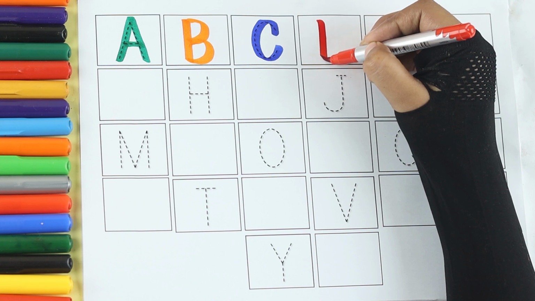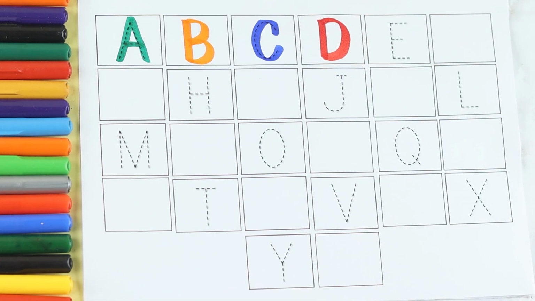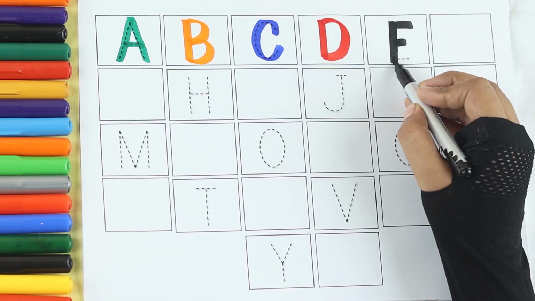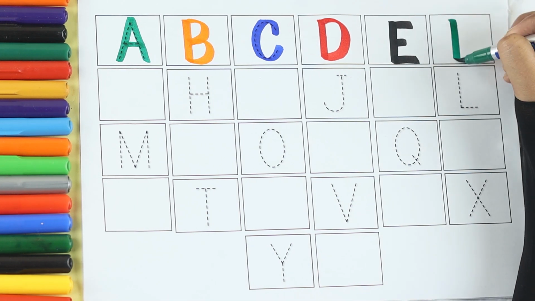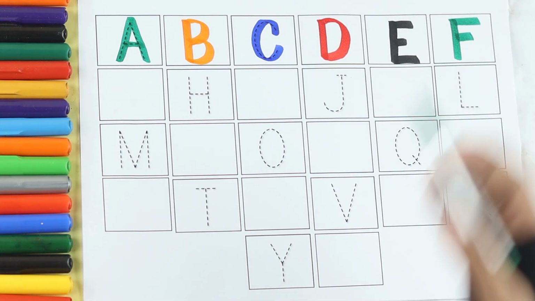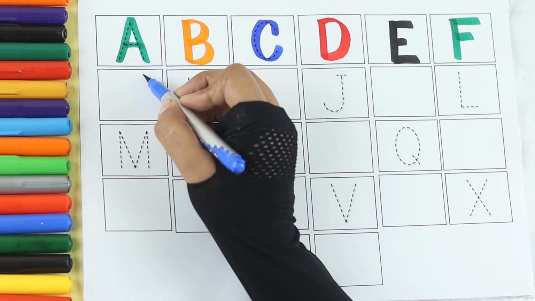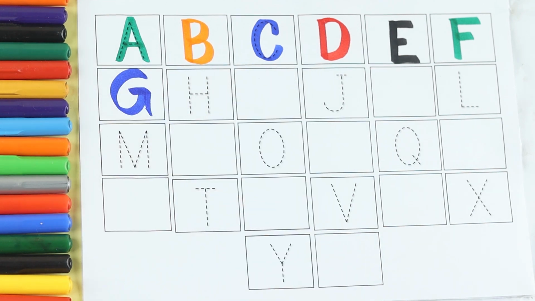Red color, D for dog. Black color, E for elephant. Green color, F for fish. Blue color, G for grapes.